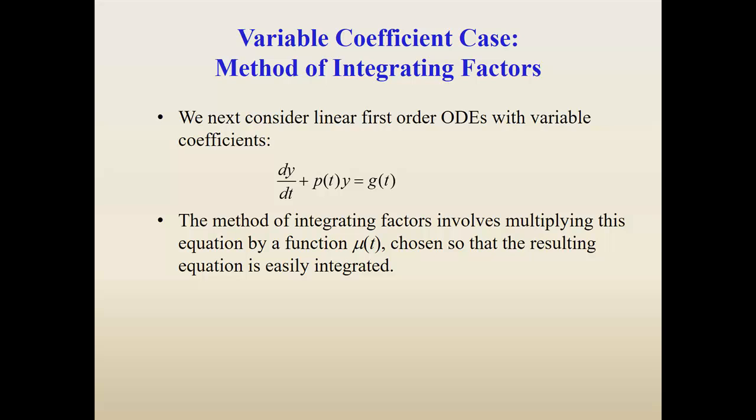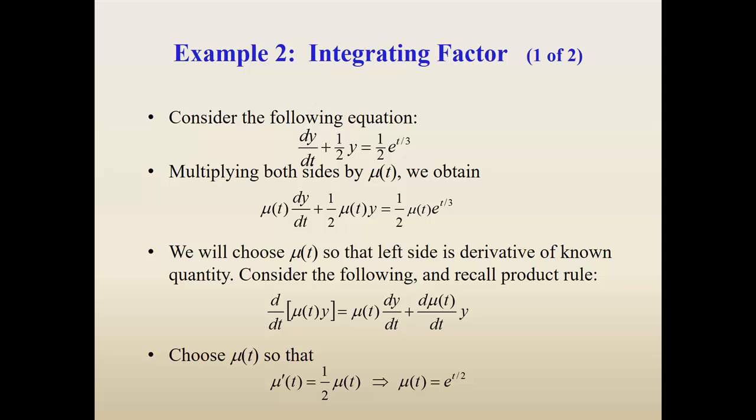But we can also be more complicated with a non-constant case like p of t and g of t. In this case, we're not going to be able to use the same technique. We're going to have to come up with a more carefully constructed formulation, and this is going to be based on the product rule. So let's take a look at an example of this.